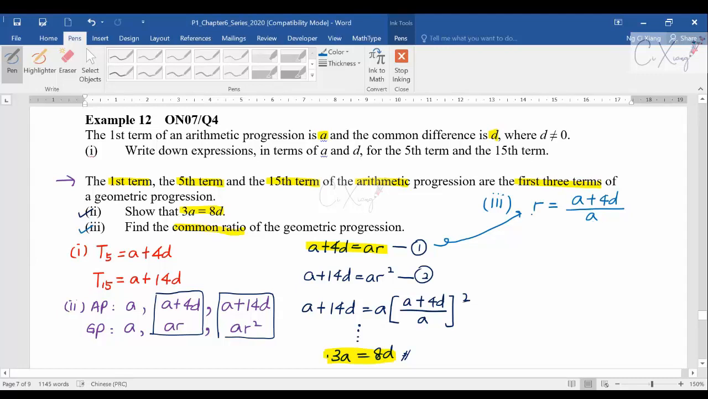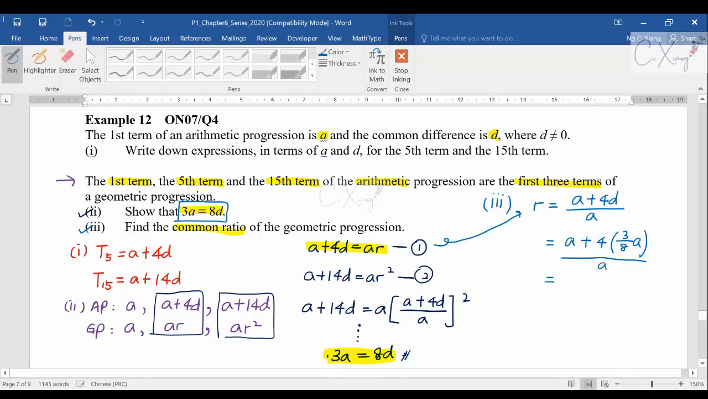So how can I get the value of R? Again, do you still remember that in part number 2, we already proved that 3A is equals to 8D. So 3A is equals to 8D. Therefore, you can actually try to make it like this. A plus 4. What can I have for the D? The D is actually 3 over 8A, from the equation that we proved in part number 2. D is equals to 3A over 8, and then divided by A.